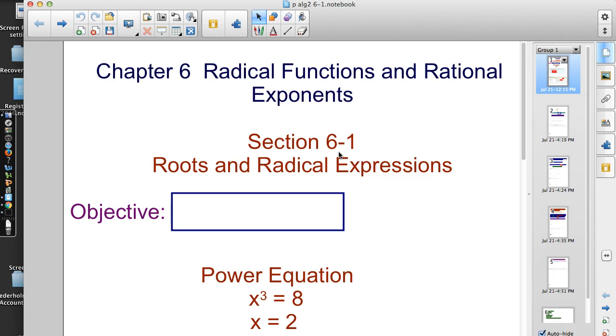Woo-hoo-hoo! Everyone cheering. All right, chapter 6, radical functions and rational exponents.